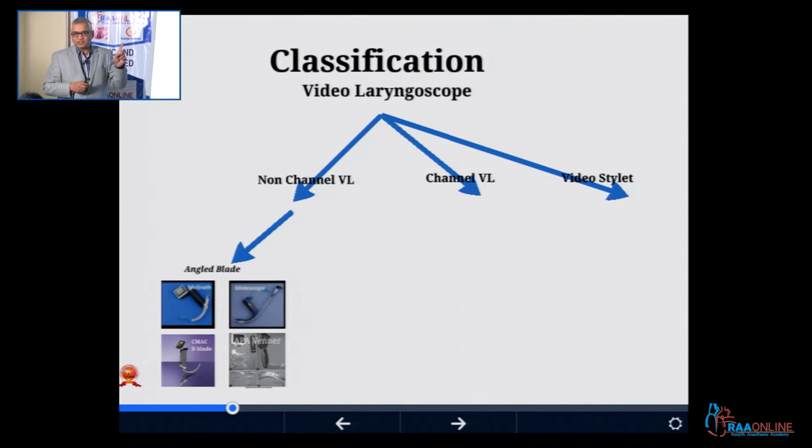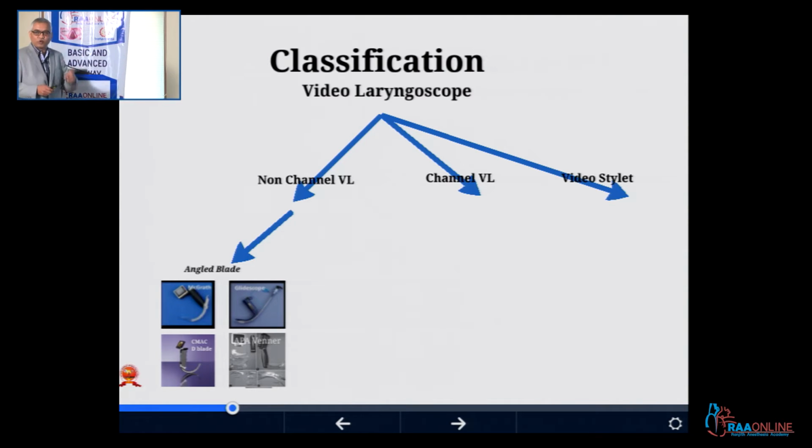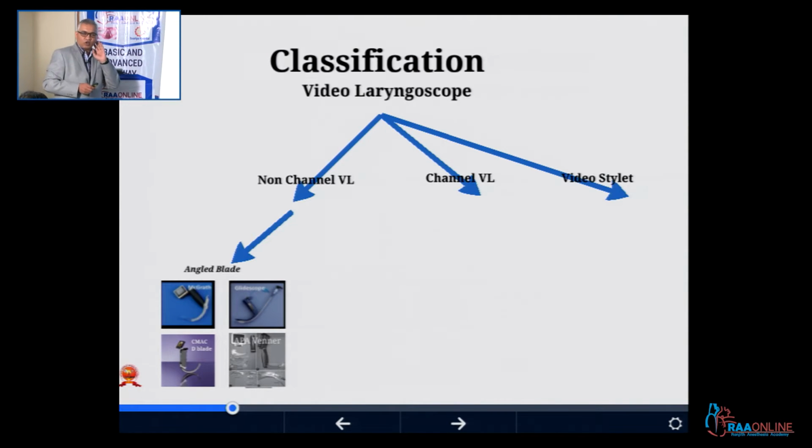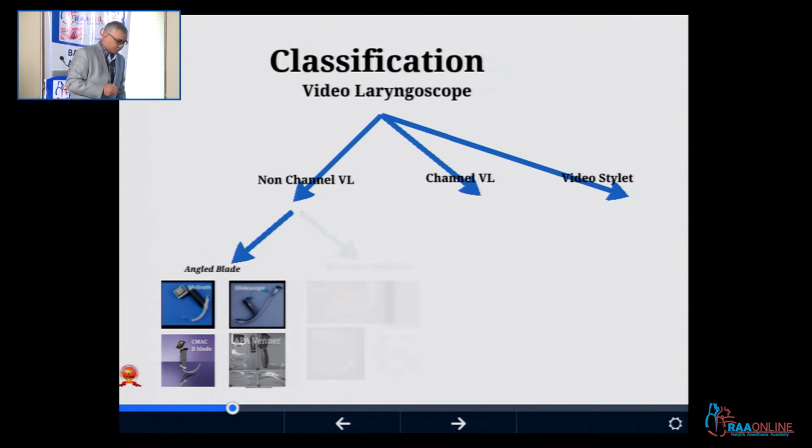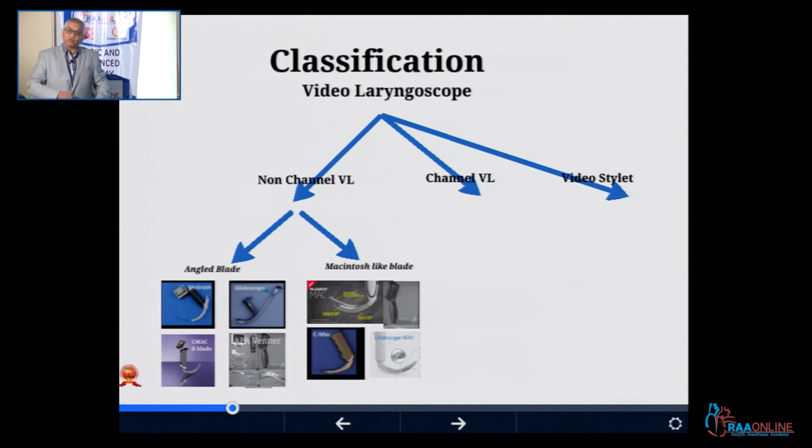A surgeon has designed this, and in fact he has stopped surgery. He is not doing surgery, he is into the full-time business of this. GlideScope was the first to be designed. He thought, okay, we are not able to see up there, so he designed an angled blade. Then we realized that not every time do we need an angled blade. Not every time is this steep angle needed.